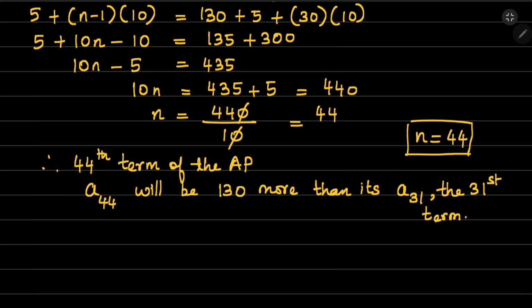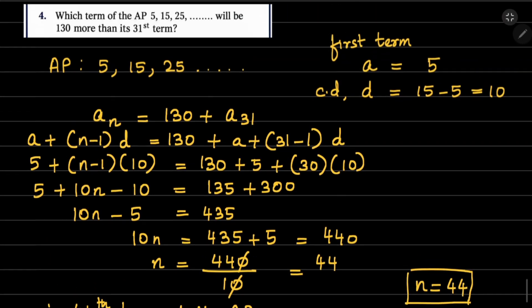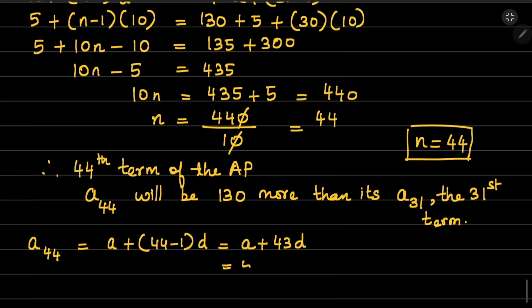A subscript 44. Okay, again you can check also. You can validate what is A44, the 44th term. So it will be A plus 44 minus 1 into D, which is nothing but A plus 43D. What is A here? A is 5. So 5 plus 43 into D, which is 10. So 5 plus 430, which is 435, is our 44th term.